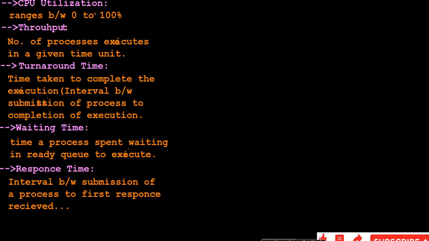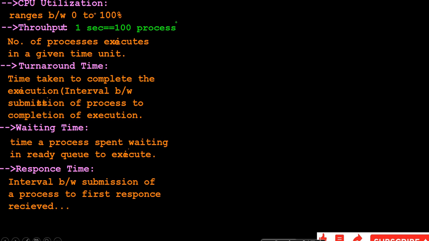Coming to throughput, this is the number of processes a CPU is executing in a given time unit. For example, consider that in 1 second, the CPU is executing 100 processes. So we can say that the throughput here is 100. The number of processes the CPU is executing in a given time is known as throughput.